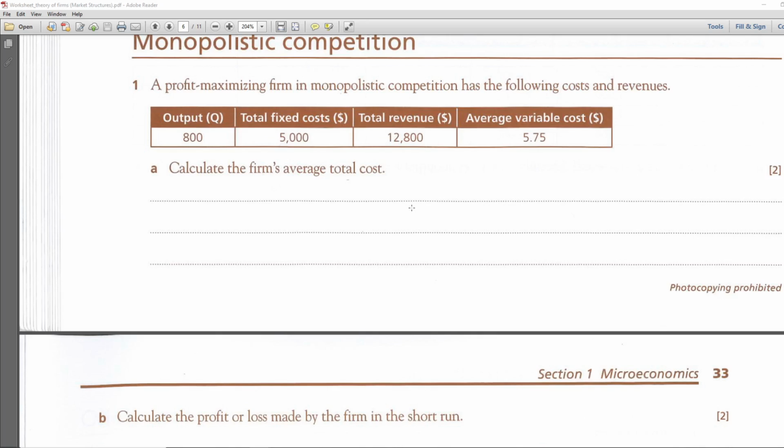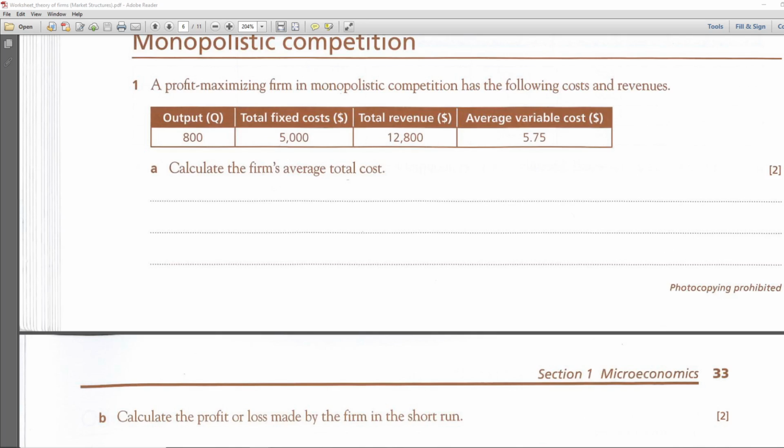So you see here, we have total revenue. This is the number. And then we have the total fixed cost. If we are able to find the total variable cost as well, then when we add them up together, we'll find total cost. So if we use total revenue minus the total cost, then we will get the profit or loss.